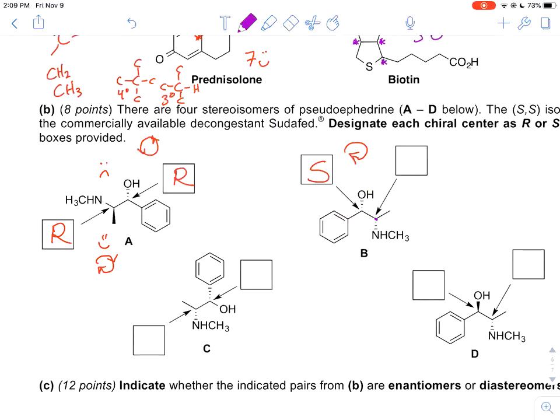This one, priority 1, 2, because it's connected to oxygen. 3, we're looking at it the wrong way. Hydrogen's wedged. Looks like R is actually S.